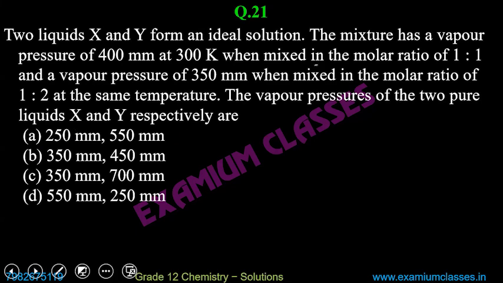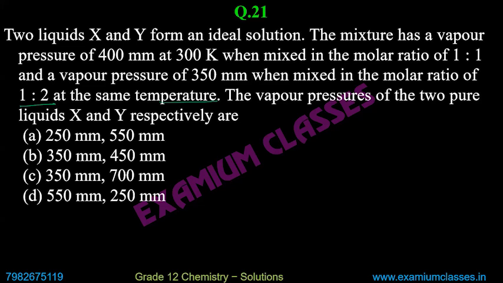Next question. Two liquids X and Y form an ideal solution. The mixture has a vapor pressure of 400 mm at 300 K when mixed in the molar ratio 1:1 and a vapor pressure of 350 mm when mixed in molar ratio of 1:2 at the same temperature. The vapor pressure of the two pure liquids respectively are.